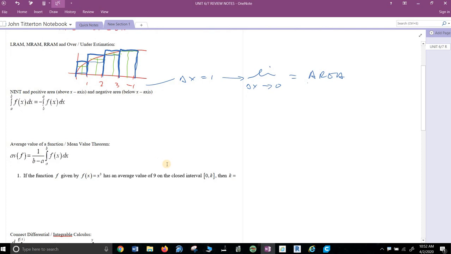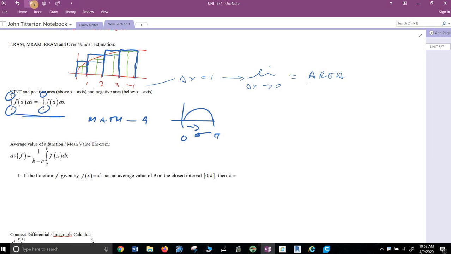What's NINT mean? Well, that's on your calculator. It's math 9. And you got to put your areas in. And if you're calculating area going to the right from 0 to, say, pi here, it's going to be positive. But if you're calculating it going to the left from, say, pi to 0, it's going to be negative. So that's what this says right here. If you flip your limits on your integral sign, you will get negative of what you would have gotten otherwise. It's a handy little skill to use.